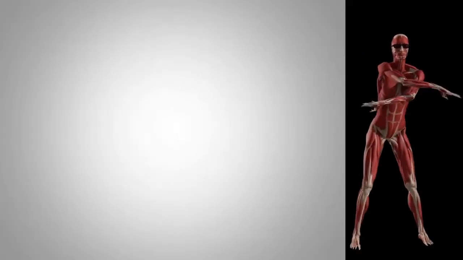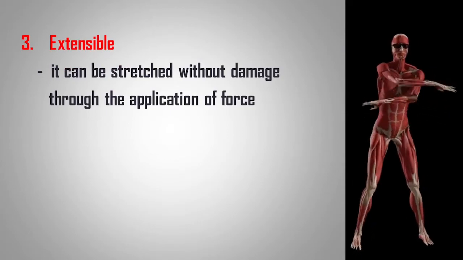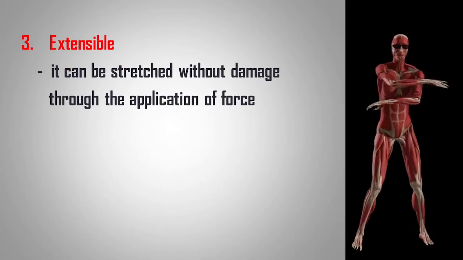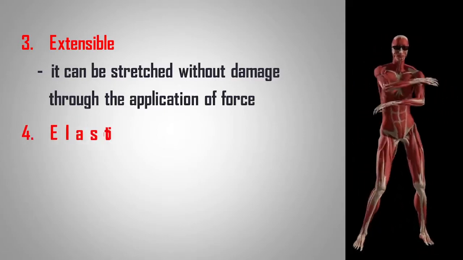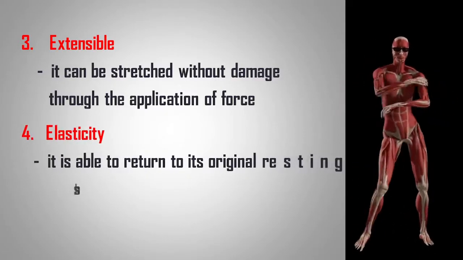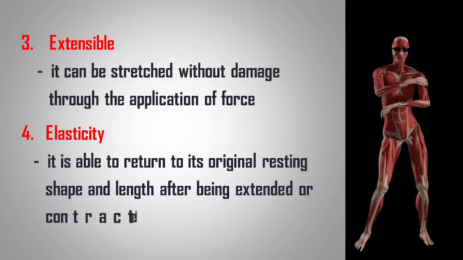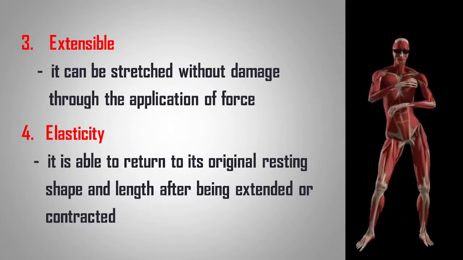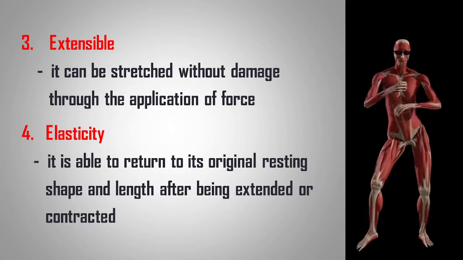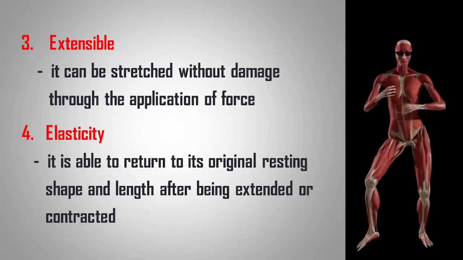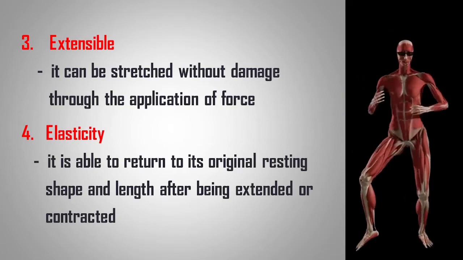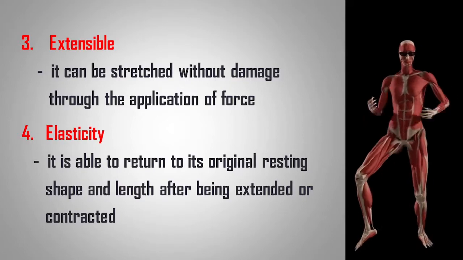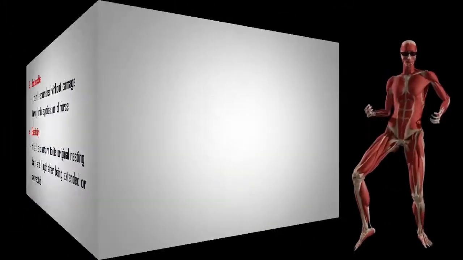Okay, next, it is extensible, meaning it can be stretched without damage through the application of force, because our muscle is very elastic. So that's another property of the muscle, which is elasticity. It's able to return to its original shape, form, and length after being stretched, extended, or contracted. So that is elasticity.